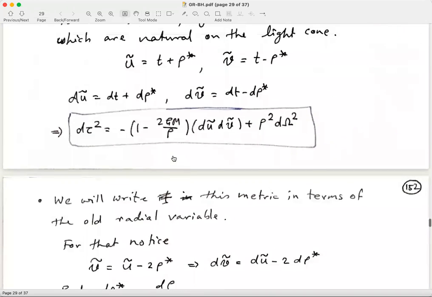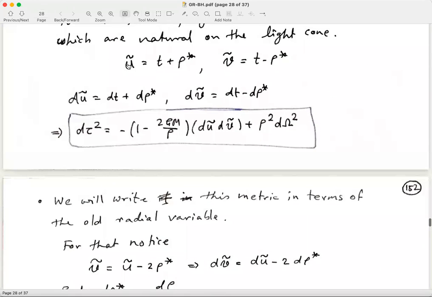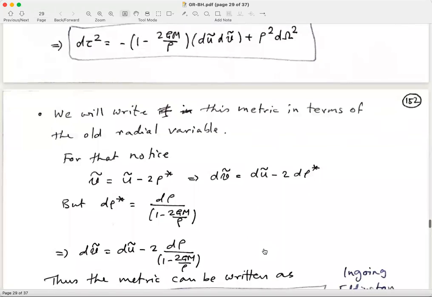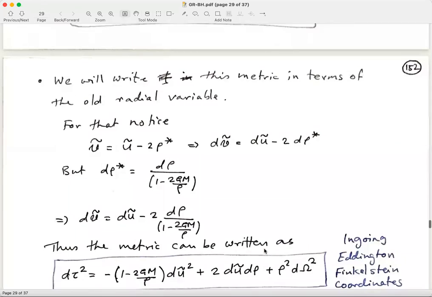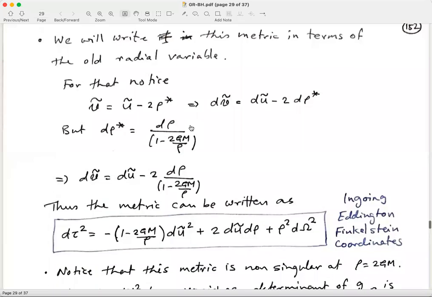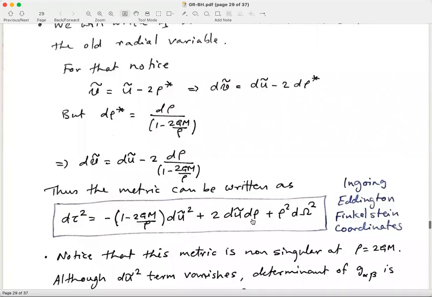If you try to do that, then you know from this definition that v tilde can be written as u tilde minus 2 times rho star. Then you can trade off v tilde and write the metric in terms of u tilde and rho star. You can plug that back in and you get an equation for dv tilde in terms of du tilde times minus 2 times d rho upon 1 minus 2GM by rho. If you plug this back in here, we get everything written in terms of u tilde and rho. So we have gotten rid of rho star also and replaced v tilde by u tilde and rho.